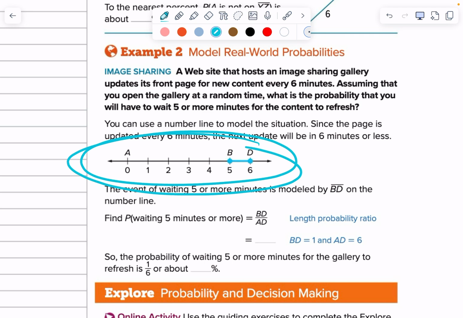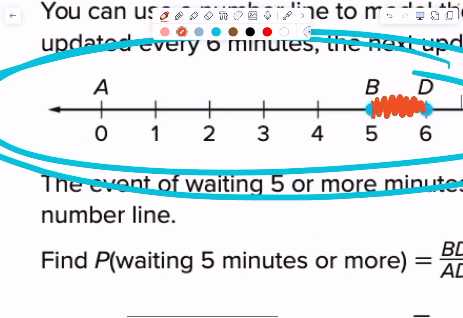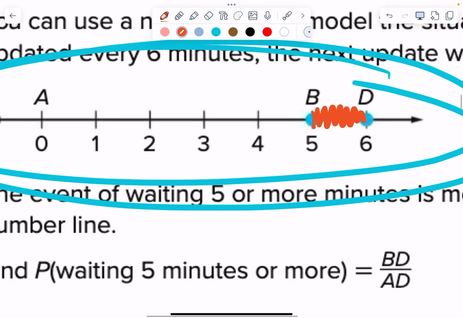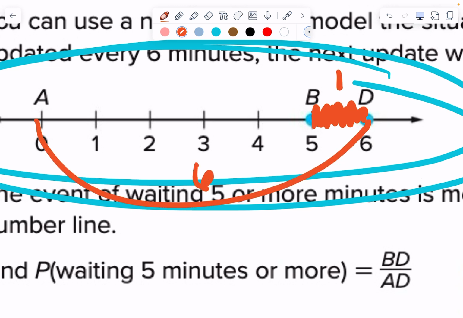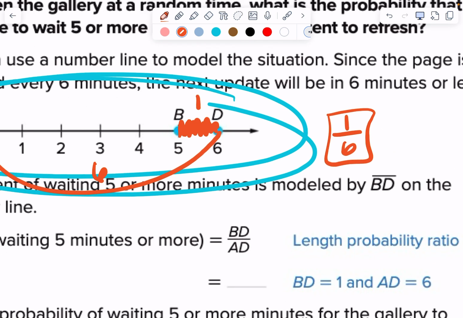Okay. Assuming that you open the gallery at random, what is the probability that you have to wait 5 or more minutes? That's just saying what's the chances that you live here as opposed to all of the other ones, right? How long is this? Versus 6. So 1/6. You see how that works?